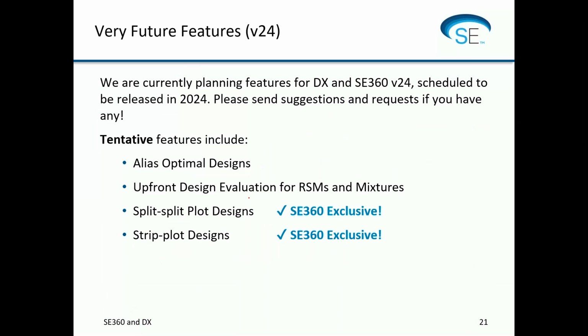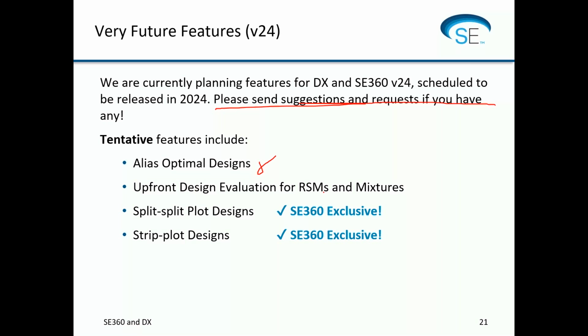And finally, we're already thinking about 2024, and this is what we have on our wish list. We went back through the last 4 or 5 years of requests for statistical features, and here's what we tallied up as the most common requests. I would love to encourage everyone here to send in suggestions or requests if there's something that you have been waiting for a long time that's not in our software yet. Now is the time that we can still put it on our list for consideration. But so far, what we're thinking about is alias optimal designs.